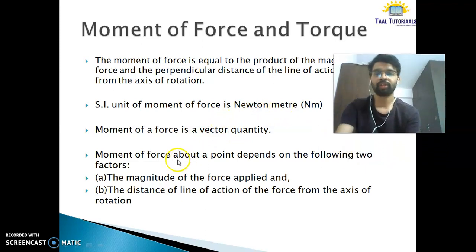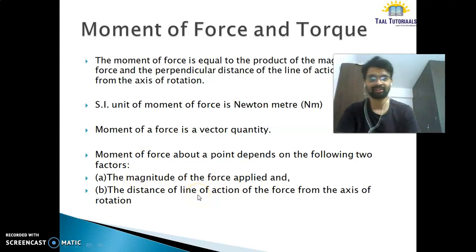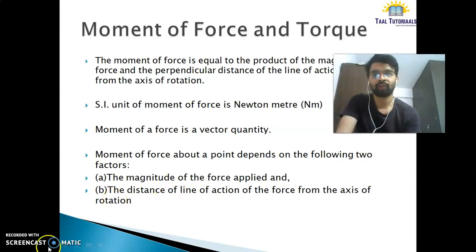So moment of force about a point depends on the following two factors. First, the magnitude of the force which is applied there, and second, the perpendicular distance of the line of action from the axis of rotation.